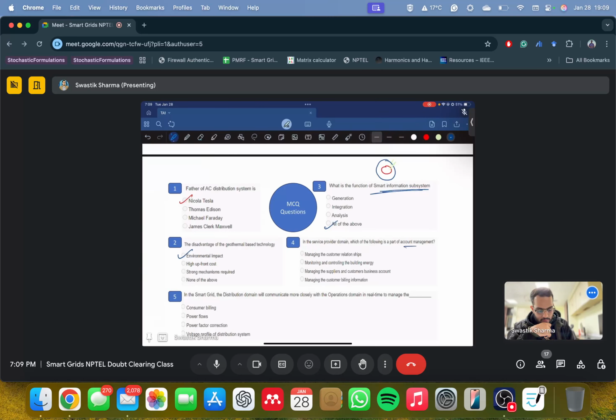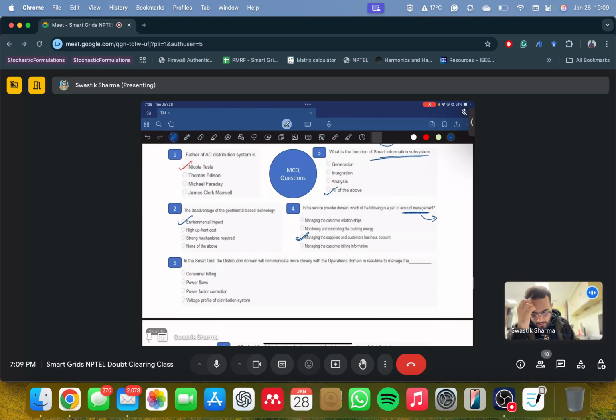management? So in service provider, there is billing, customer billing, then you have account management and stuff like that. So what do you think would be a part of account management? And these questions are very theoretical, but still I have to try and make you practice them. So what is the answer? 3. Yeah, it's managing the suppliers and customers' business accounts.